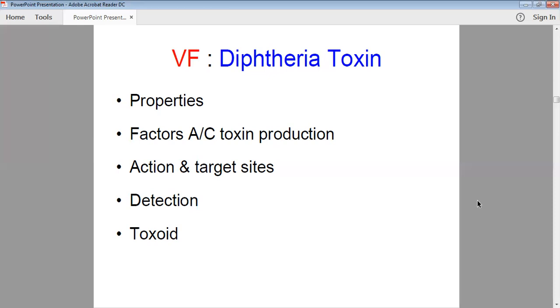So what is the importance of toxoid? We can use it for vaccine preparation. How do you prepare toxoid from toxin? Treat with formalin, prolonged storage, and alter the pH.